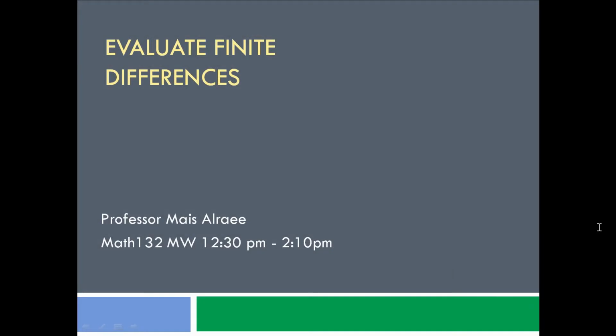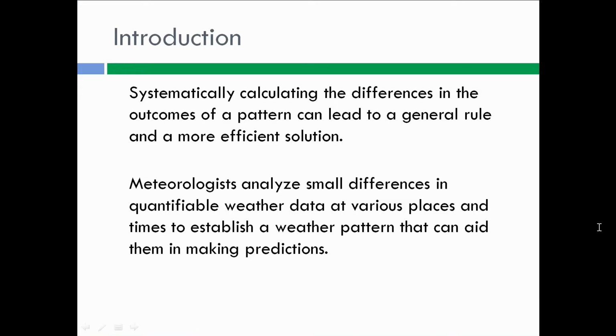Hello, this is Professor Arai in section Evaluate Finite Differences. In this section, we will be looking at charts, evaluating patterns, and finding their equations.